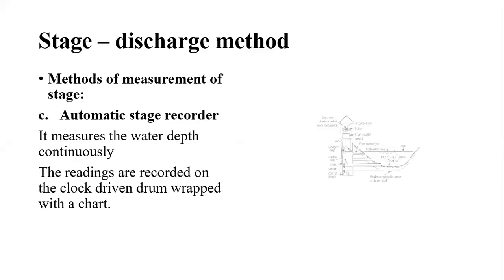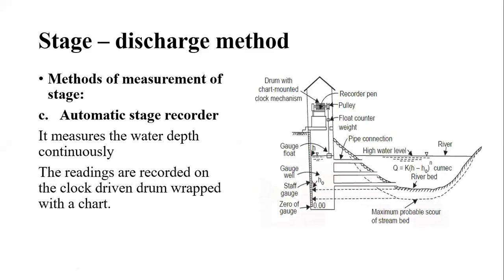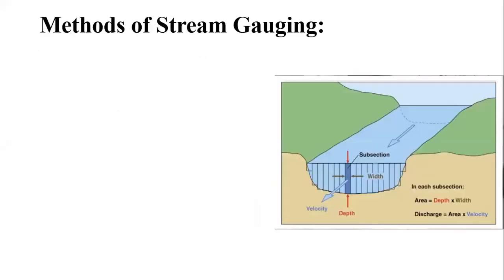Then we saw the staff gauge, wire gauge, etc. The automatic stage recorder we also saw last time, that is it records automatically, having a clock mechanism and a drum mounted, which is an advantage over the wire gauge.